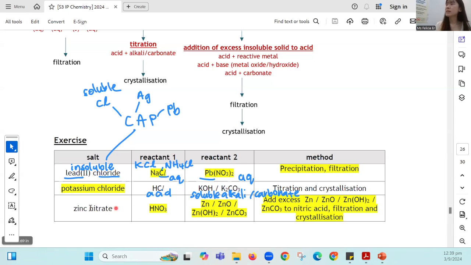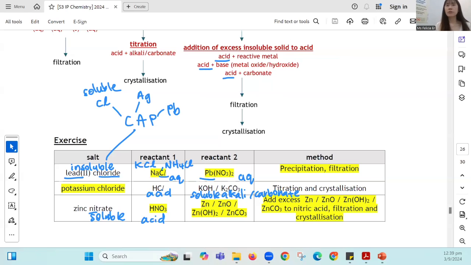Then the last one would be zinc nitrate. Same thing, you check the solubility. Remember SPAN. N is always soluble. So if it's soluble, does it have SPA? It's non-SPA. So in this case, you follow the flow chart. Non-SPA would be the added excess method. So this time around, you must have a solid and acid. And I told you, must have acid. So you just follow the equation above: acid plus either metal oxide, metal hydroxide or carbonate. Then the method would be just copy. Done.